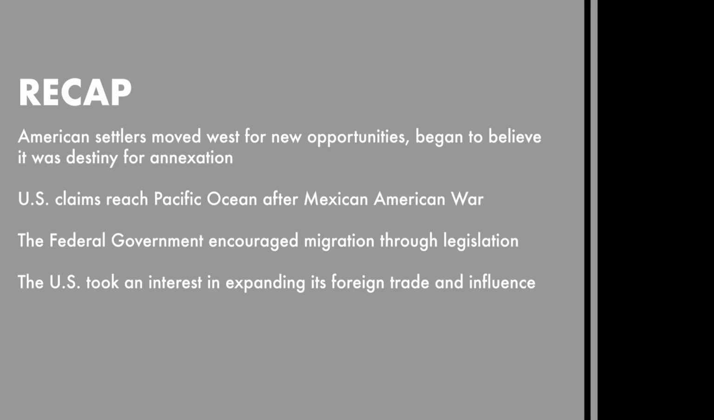Finally, here's the recap. American settlers moved west for new opportunities, and they began to believe it was destiny for annexation of all Western territories. The U.S. claims reached the Pacific Ocean after the Mexican-American War, and the federal government encouraged migration through different pieces of legislation. Finally, the U.S. took an interest in expanding its foreign trade and influence beyond the Pacific into Asia.